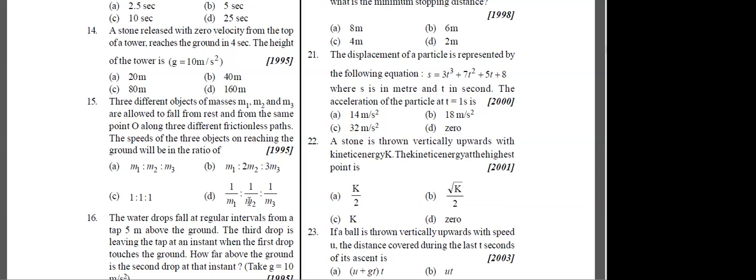Three different objects of mass m1, m2, and m3 are allowed to fall. I guess this is super easy. We have already discussed this in class 9th also, and many times in class 11th. Tell me, the speed of the three objects on reaching the ground will be in the ratio of, it should not even take 5 seconds. Tell me.